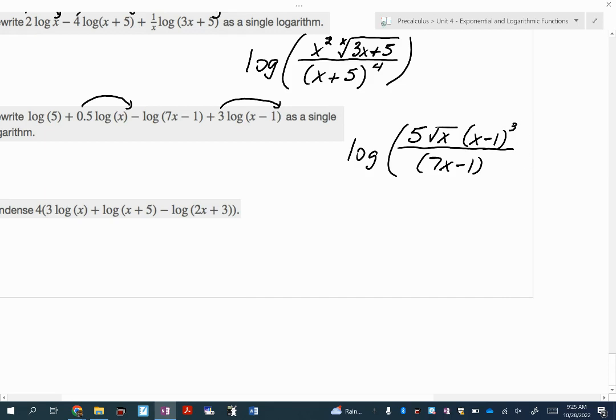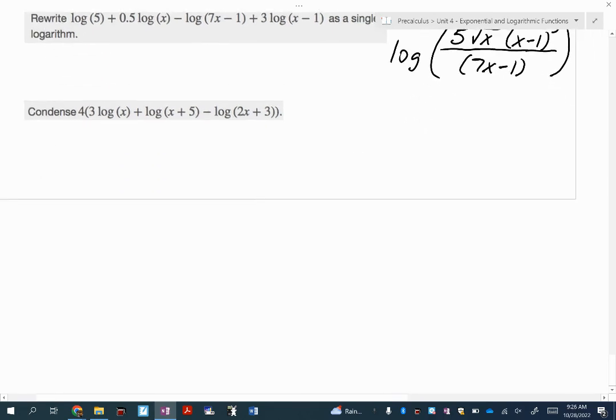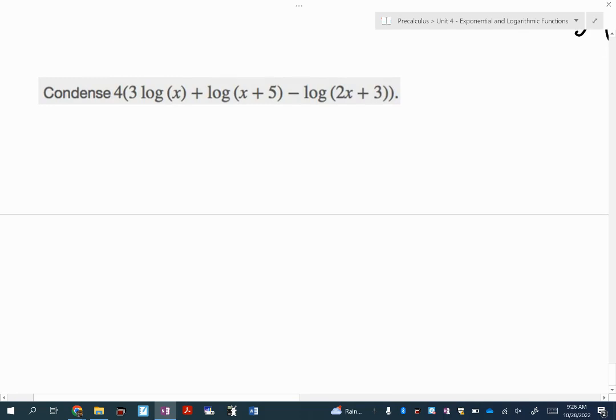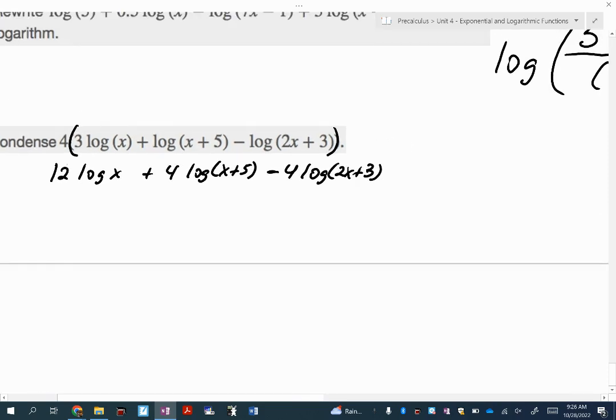One more, and then we'll be finished. So the very last one, we've got these powers in front. Actually, I see that this 4 is not just in front of the first log. It looks like the whole thing has parentheses. See these parentheses here? So I'm going to distribute that first to get 4 times 3, which is 12, times the log of x, plus 4 times the log of x plus 5, minus 4 times the log of 2x plus 3. Now let's move all of these coefficients to the back to be powers.